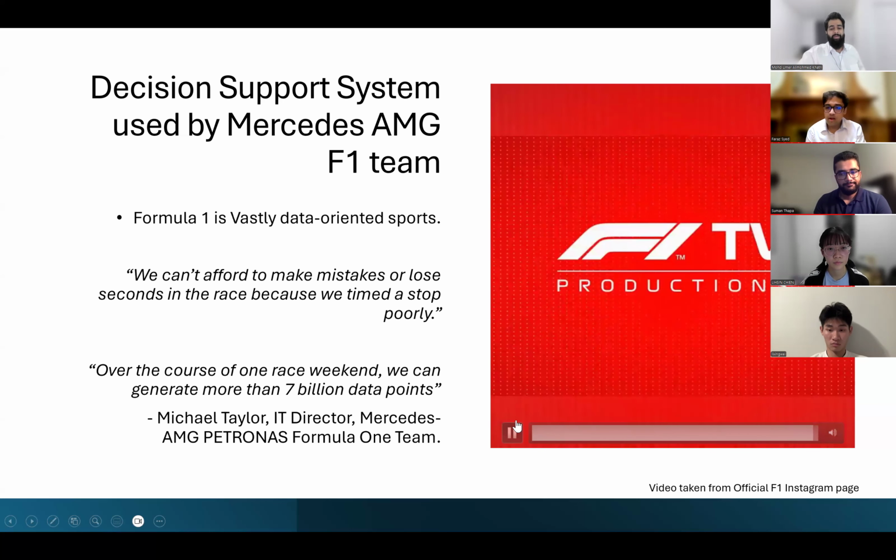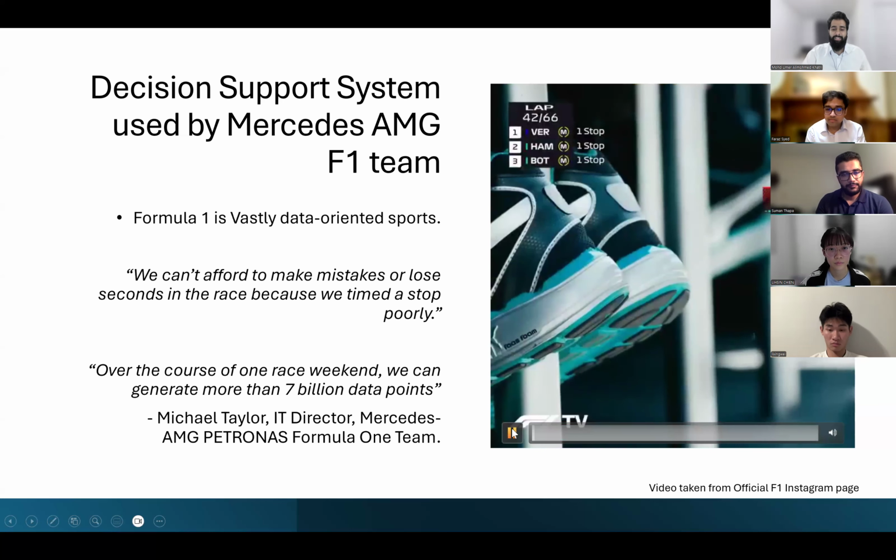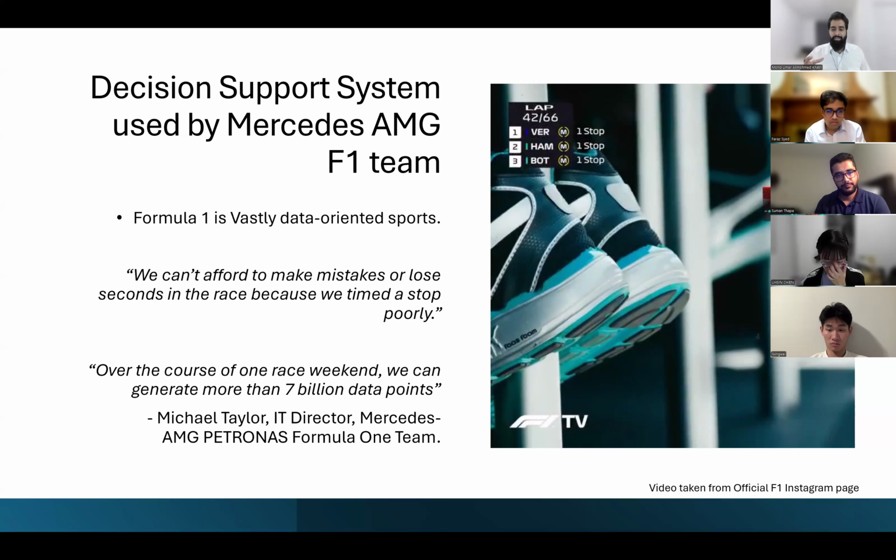This one simple decision. In a race, every car needs to stop at least once to change the tire. Because the race is so long, the tires generally wear out. This one simple decision of the Mercedes F1 team led it to convert their second place into first place.